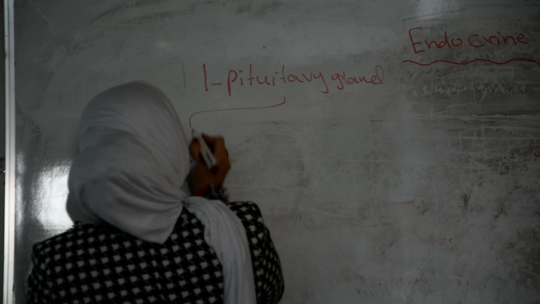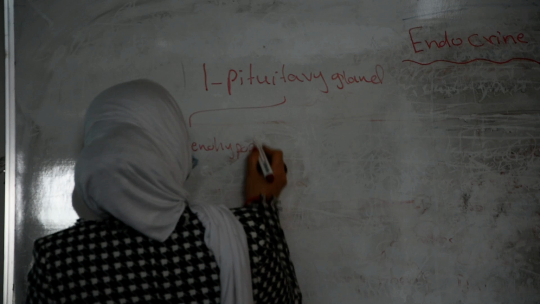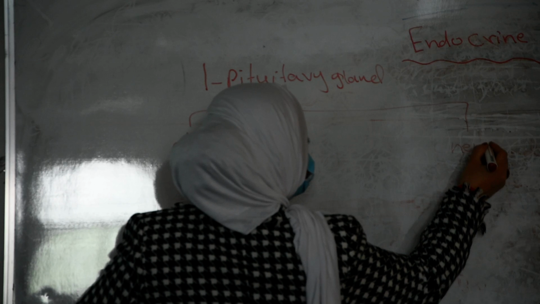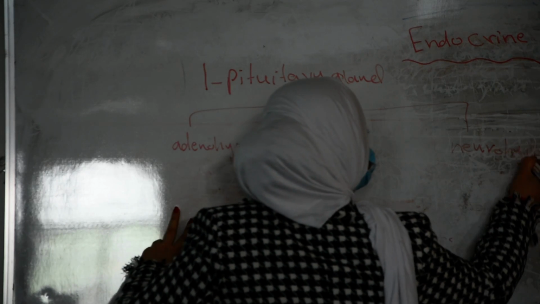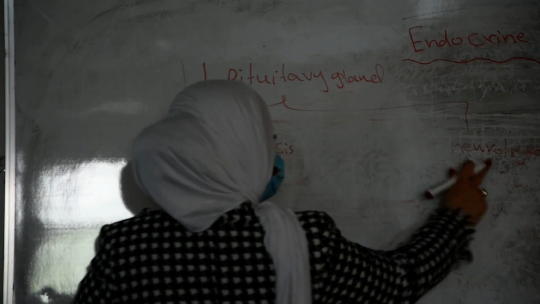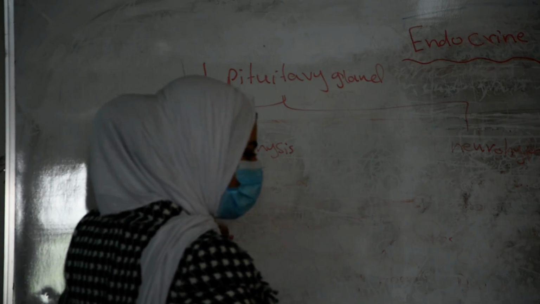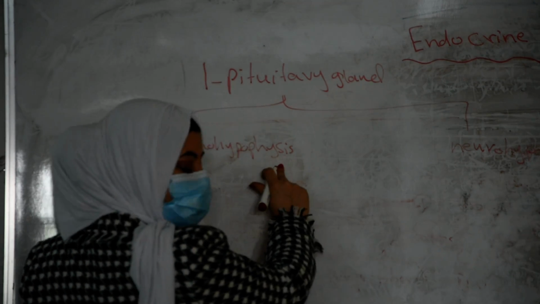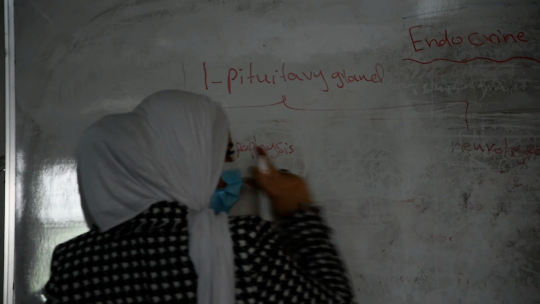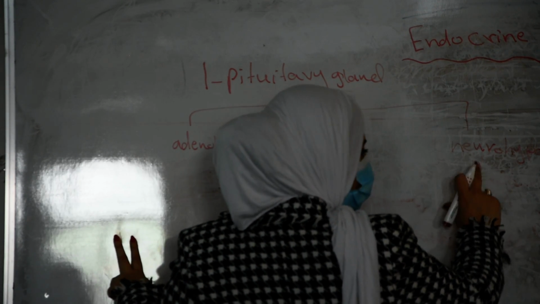So, adenohypophysis and neurohypophysis. Okay, each one of them can be classified or subdivided. Adenohypophysis originates from the oral ectoderm, while the neurohypophysis originates from the neural ectoderm.